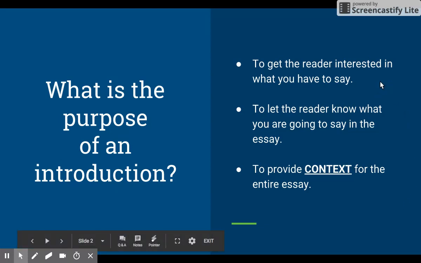First, you need to get the reader interested in what you have to say. Secondly, you also need to let the reader know what it is you are going to say within that essay. And finally, the all-important context. Your introductory paragraph should provide context for the reader so that they do understand your essay.